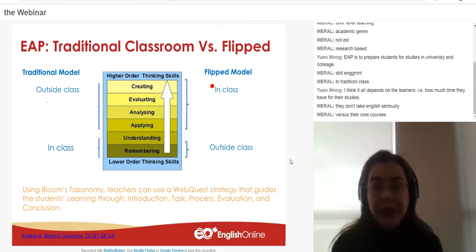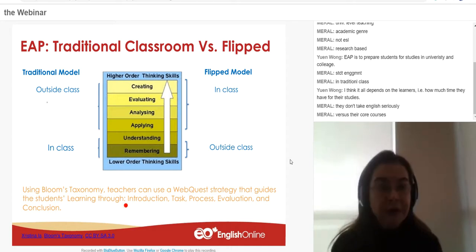And if you can see the flipped model here, the remembering and understanding part is completed outside the class. So instead of the teacher spending time talking or explaining a certain focus or content, the student can access this on his or her own, and then most of the time is dedicated for the higher level skills: applying, analyzing, evaluating, and creating. So there's more time to work on that.